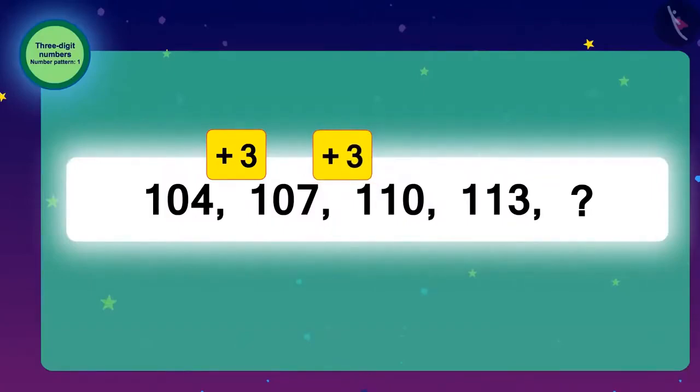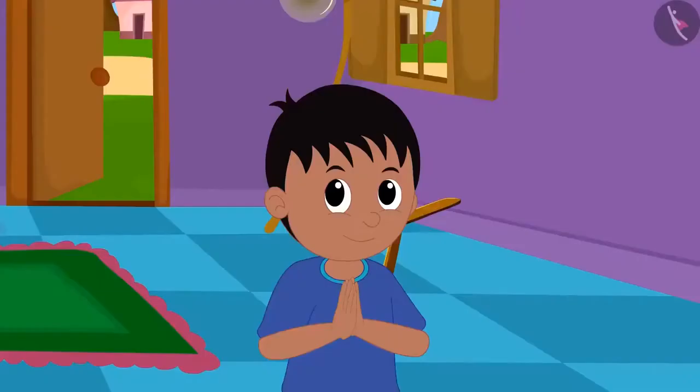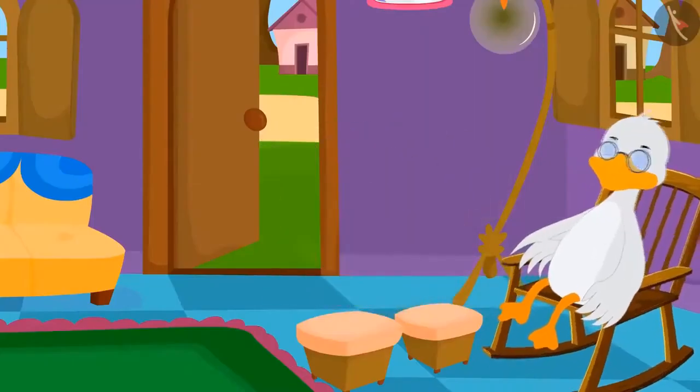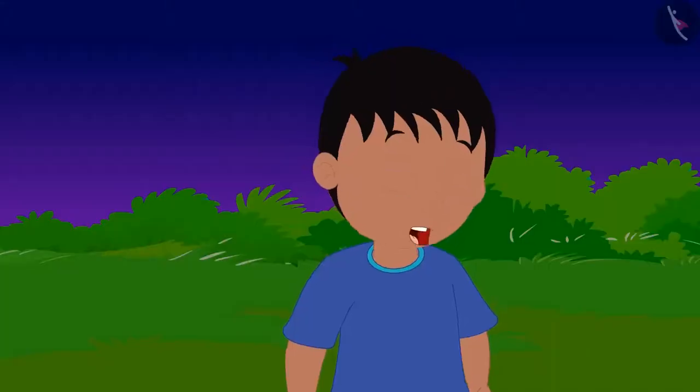Similarly, we can add 3 to every number and find the next number. To find the next number, we have to add 3 to 113. So if we add 3 to 113, then the next number would be 116. This will be the answer to the code. He thanked the uncle and ran to the alien to give the answer and save Bablu.